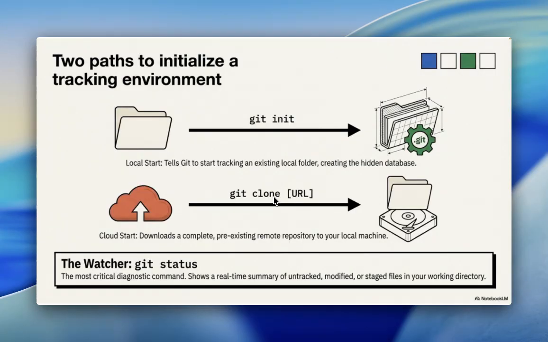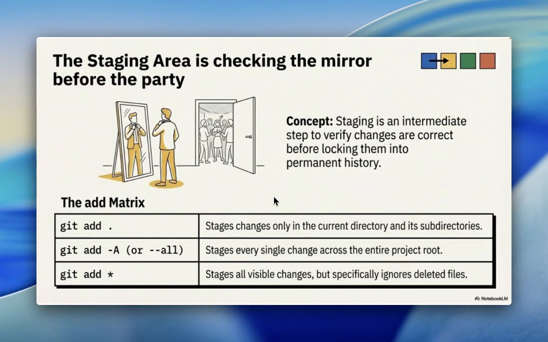Two paths to initialize a tracking environment. Git init, local start, tells Git to start tracking an existing local folder, creating the hidden database. Git clone URL, cloud start, downloads a complete pre-existing remote repository to your local machine. The watcher: git status, the most critical diagnostic command, shows the real-time summary of untracked, modified, or staged files in your working directory. The staging area is checking the mirror before the party concept.